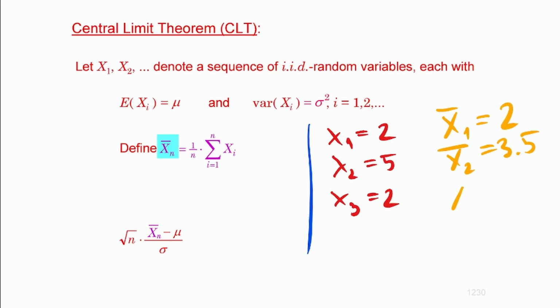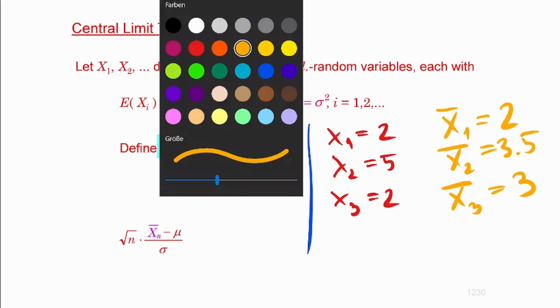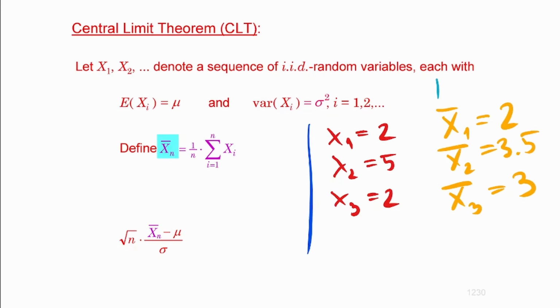Okay, and the arithmetic mean of the first 3 observations is going to be 2 plus 5 plus 2 is 9, divided by 3, which is actually 3. Okay, so this is the sequence of arithmetic means. I'm talking about that. You understand the point? And that is implicitly defined here.